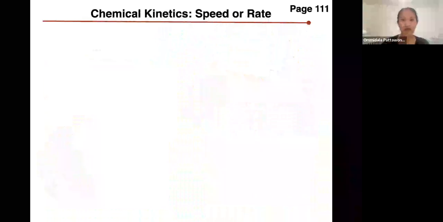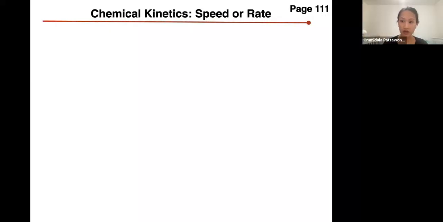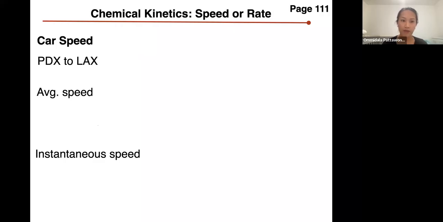Before we get into more detail of chemical kinetics, we first need to establish the definition of the rate of the reaction, or the speed of reaction. Before we do that, I'm going to use a scenario that you're already familiar with, which is car speed. When we are talking about car speed, there are two types of speed we are going to look at: one is the average speed, the other is the instantaneous speed. An example of this is when you travel from Portland to LA.